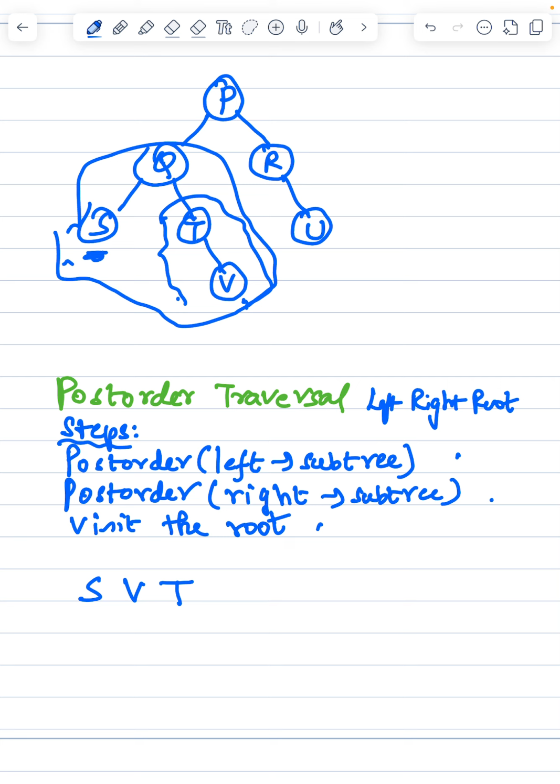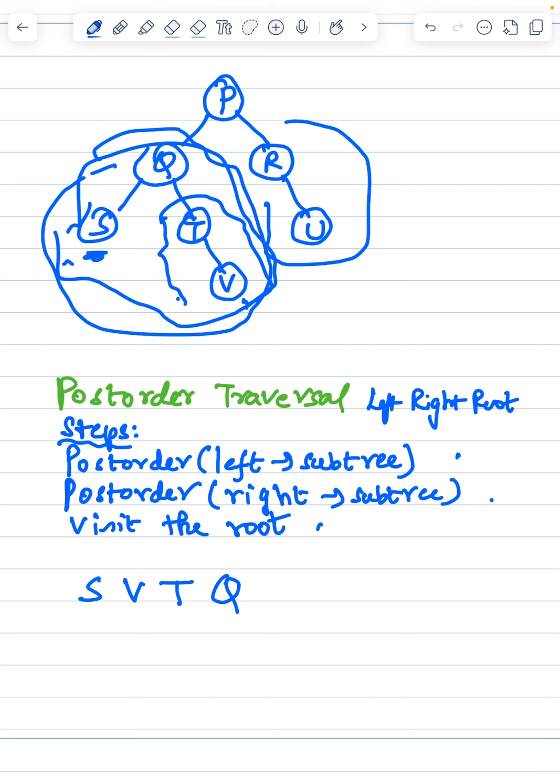Then what is left here? Then Q, which is the root of this subtree. Now we are completely done with the left subtree. Now we have to move on to what? The right subtree, RU. So what will it be? Again you have to call the left subtree. We don't have anything on the left. So the other thing is what? We have the right subtree, which is U. And you have to call the root.